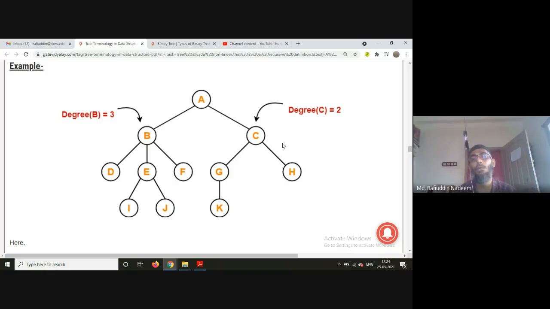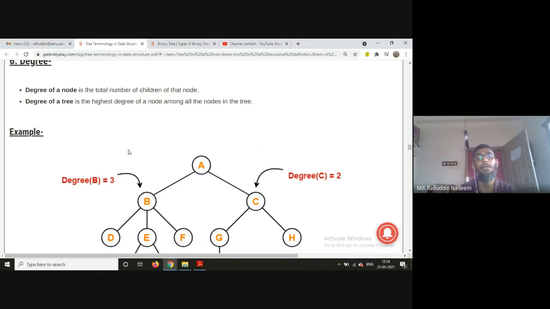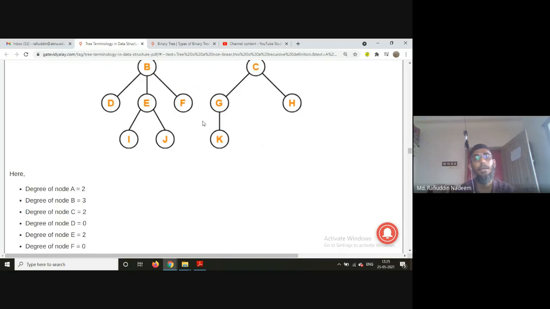But overall, if someone asks you what is the degree of a tree, then what is the highest value here? The highest value is 3. So we can say the degree of the entire tree is 3, because at most, the largest number of children we have is 3. That's what it is saying, that the degree of the tree is the highest degree of a node among all the nodes here. Okay.